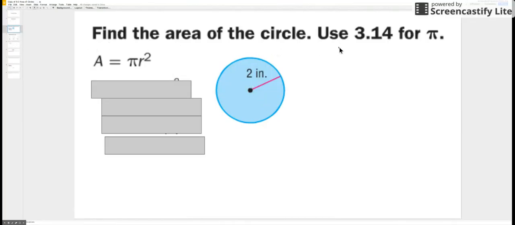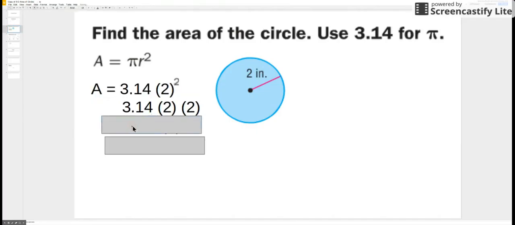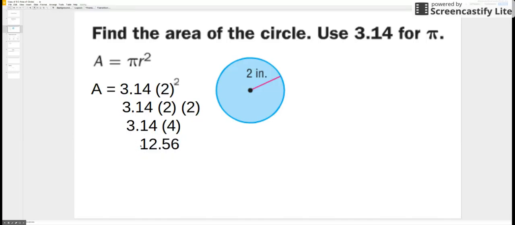Find the area of the circle. Use 3.14 for pi. So our area equals pi r squared. We're given that formula. We know that formula. So the area is equal to pi, 3.14, times our radius, which is 2, squared. So it's 3.14 times 2 squared, which is the same thing as 3.14 times 4, which gets you 12.56.